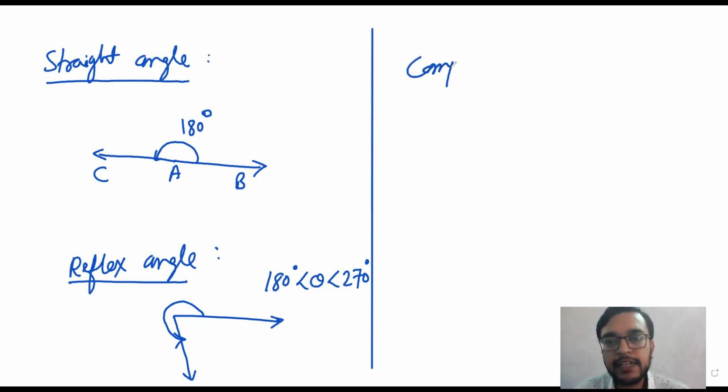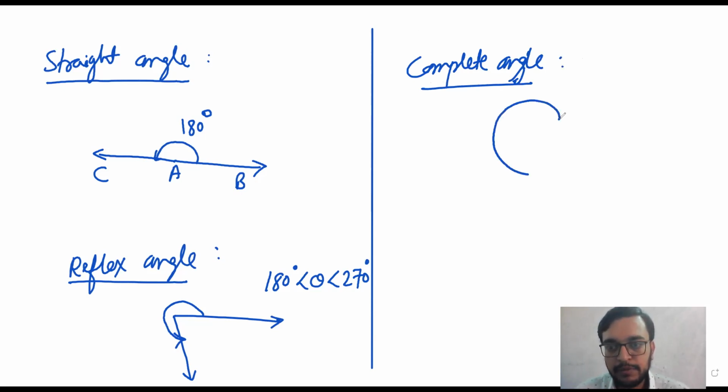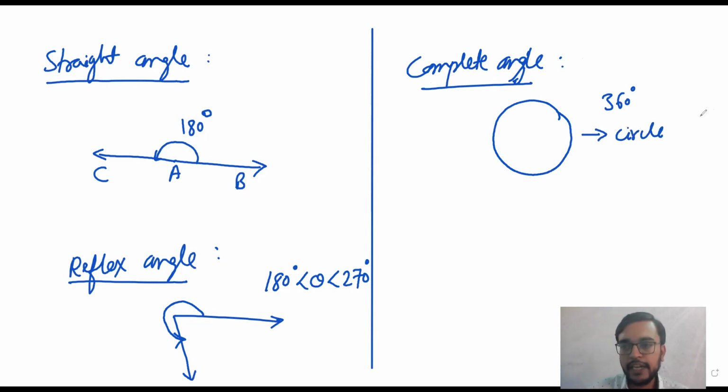And the last one is complete angle. Now, what is meant by complete angle? The measurement is 360 degree. It is called a complete angle, and it has the shape of a circle. Now these are some different types of angles. Now let us see some examples of it.